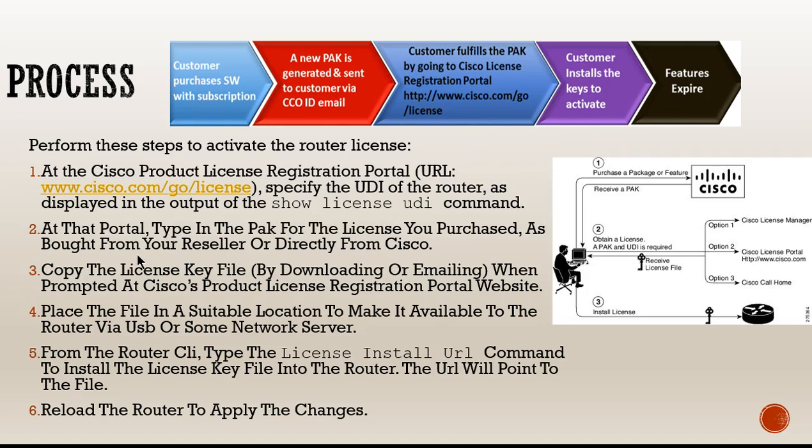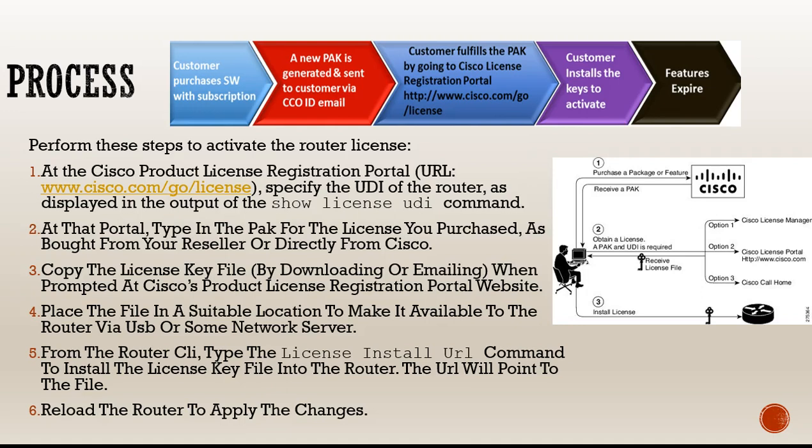You purchased or bought it from the reseller or directly from Cisco. Then we're going to copy or download the license file when prompted. You can either download it at the time, or they'll email it to you. They'll email it to you anyway. Put the file someplace, an FTP or TFTP server. From the command line, type the license install URL command to install the license key. So then we're going to install the keys, and then we'll reload the router to apply the changes.